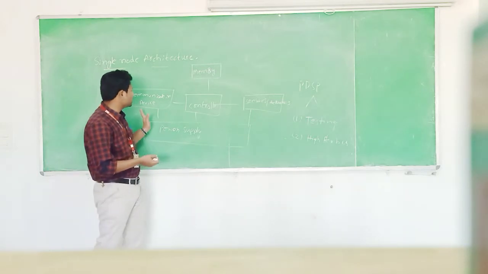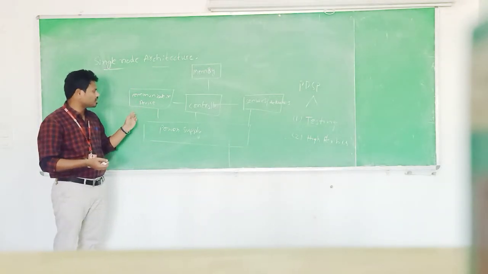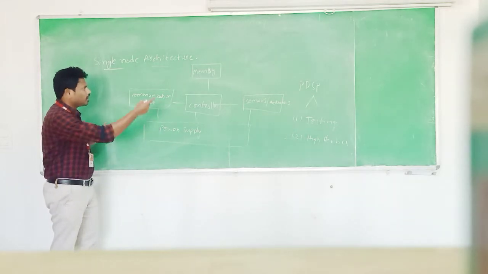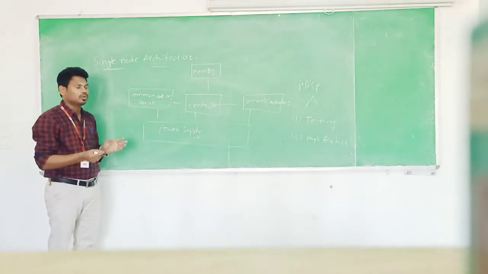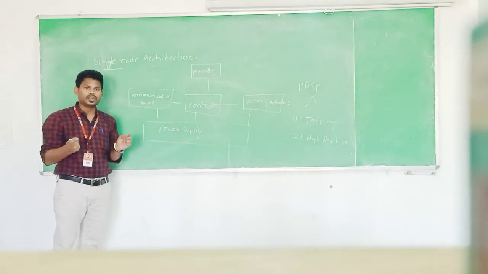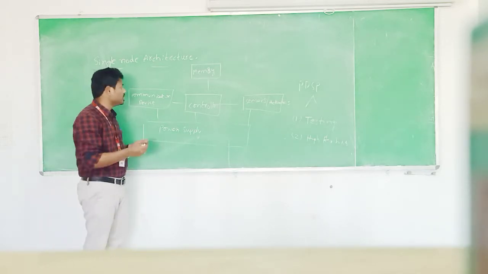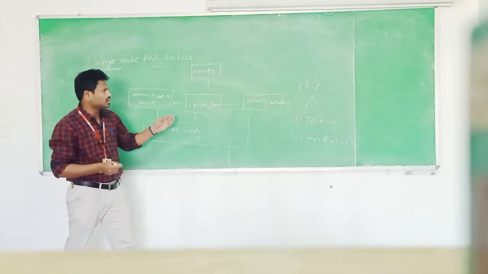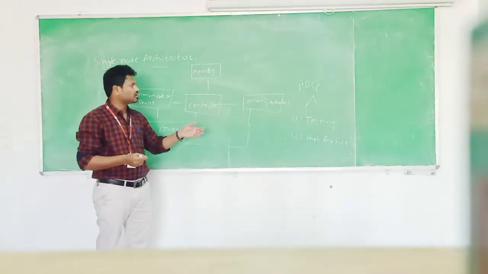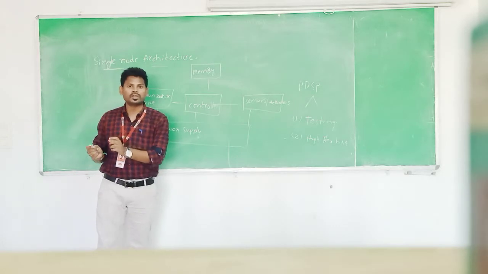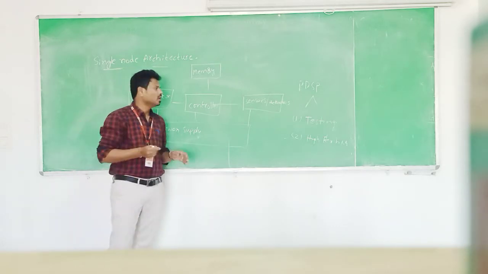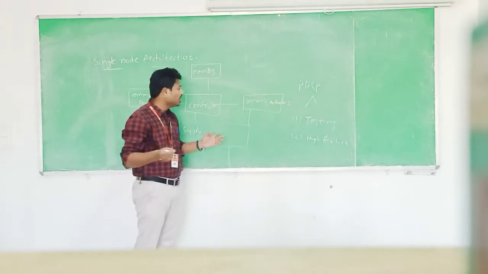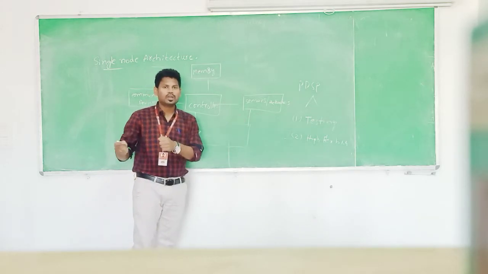And next one is communication device. This communication device is used to transfer the data from one node to another node. Suppose if you want to transfer the data from one device to another device, at that time you can use this communication device. And next one, sensors and the actuators. These sensors act as an interface between the user and the physical world. These sensors can collect the information from the environment, that is the physical world, and give that information to the user.